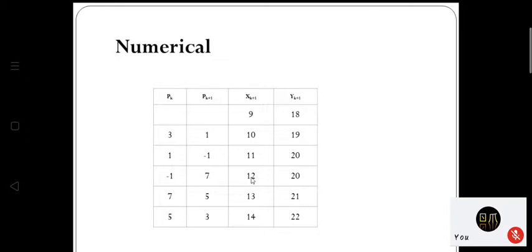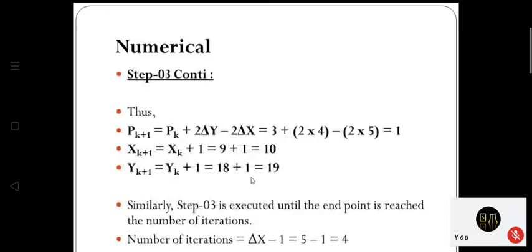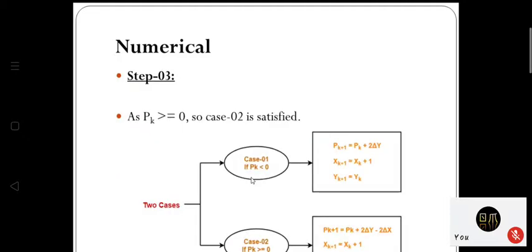You go on to the second column, which is nothing but P of K plus 1. Now in P of K plus 1, the next decision parameter that we had already got was 1. It's a positive decision parameter.